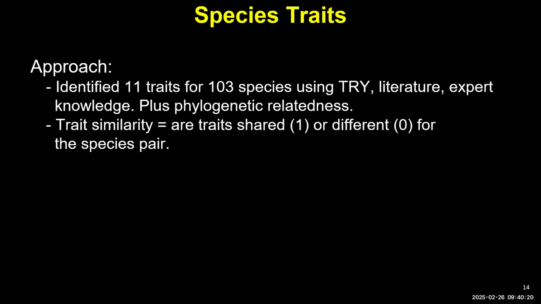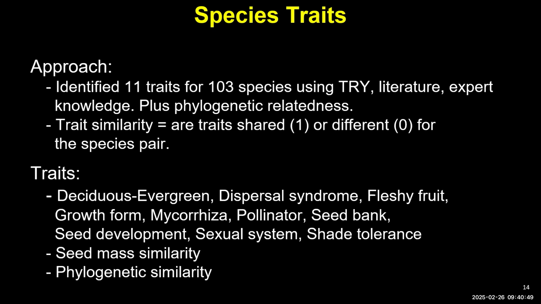So with this, we also looked at the species traits. And so we had 11 different traits for all 103 species that we compiled using the TRY plant trait database, other literature, expert knowledge, and we also looked at phylogenetic relatedness as well. And then for part of our analysis, we either said, okay, do the species for a particular trait share the trait? If so, it's a 1, or is it different for that pair of species? And there's a list of all of the traits that we included. Most of them are categorical, and then we also included similarity in seed mass, and then phylogenetic similarity as well.